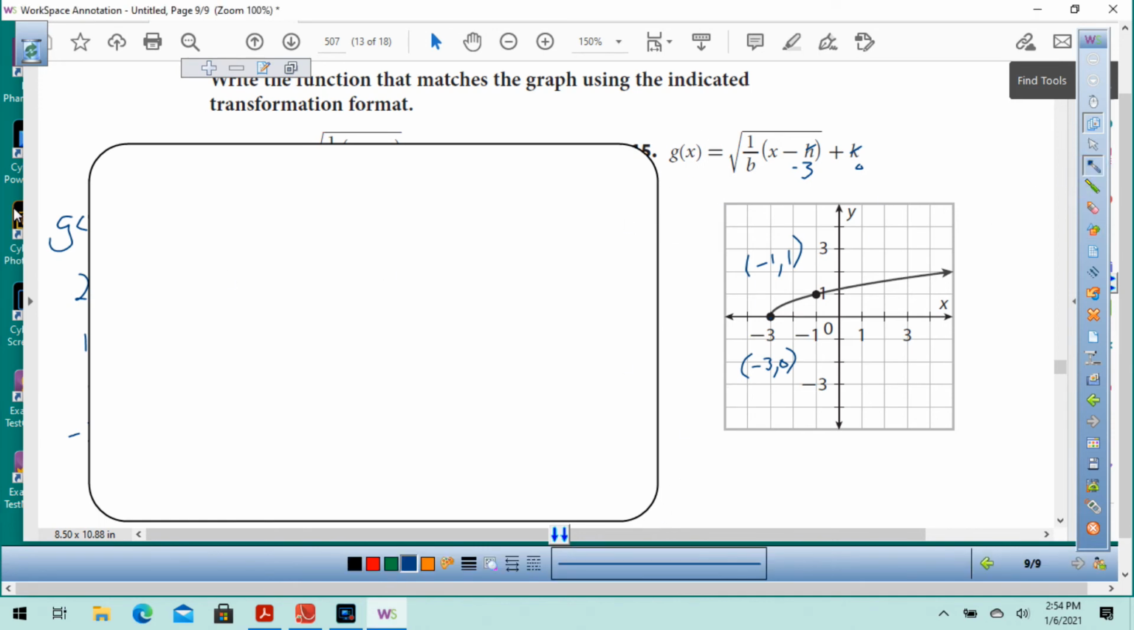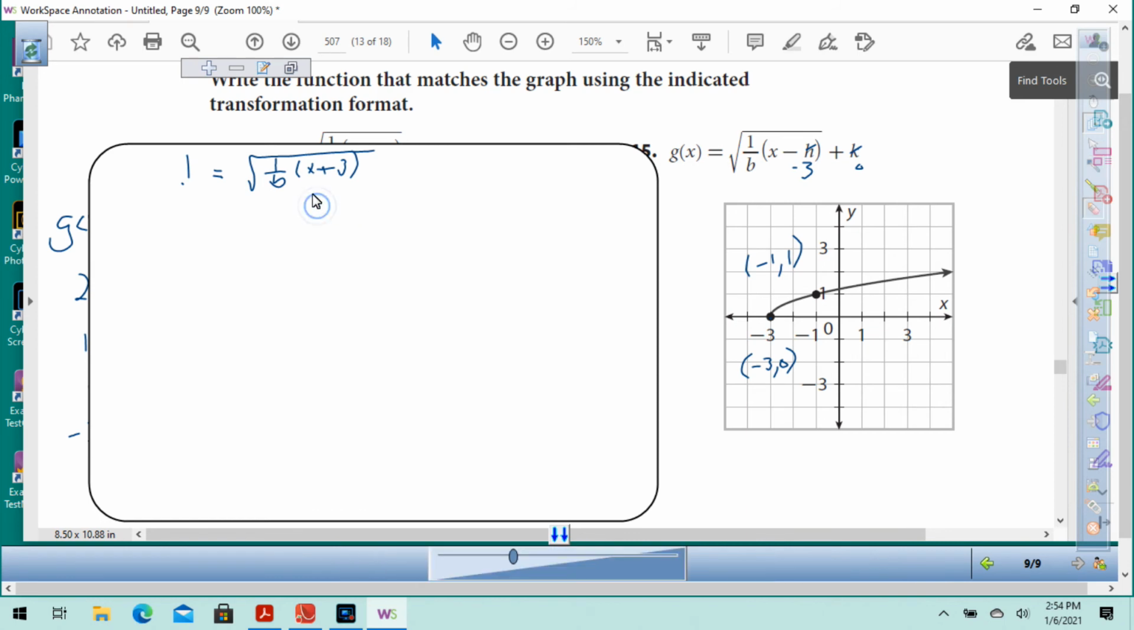So let's do that. We've got g of x equals the square root of 1 over b times x plus 3. X minus negative 3 is x plus 3 plus 0, so we can leave that. Now for the y, we got the 1, put the 1 there. For the x, let's put negative 1. So that's going to be negative 1 plus 3. Okay, so we got 1 equals the square root of 1 over b times, well, that's 2.